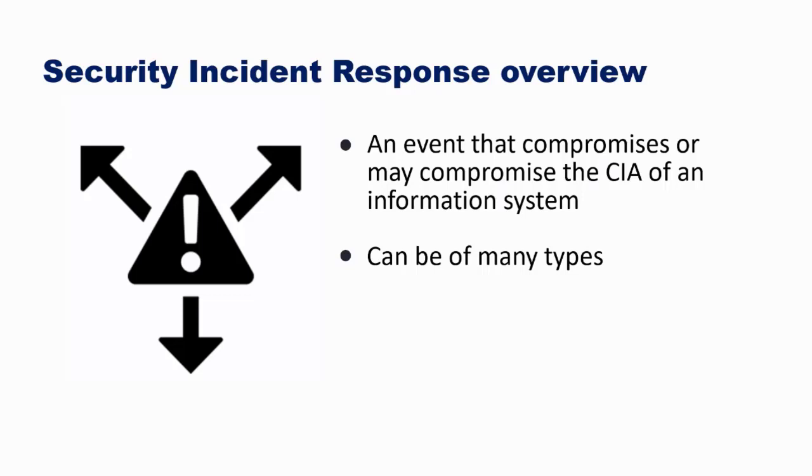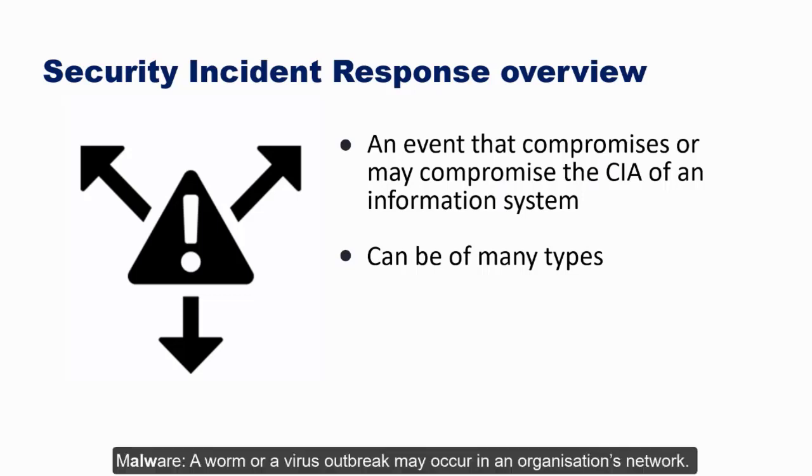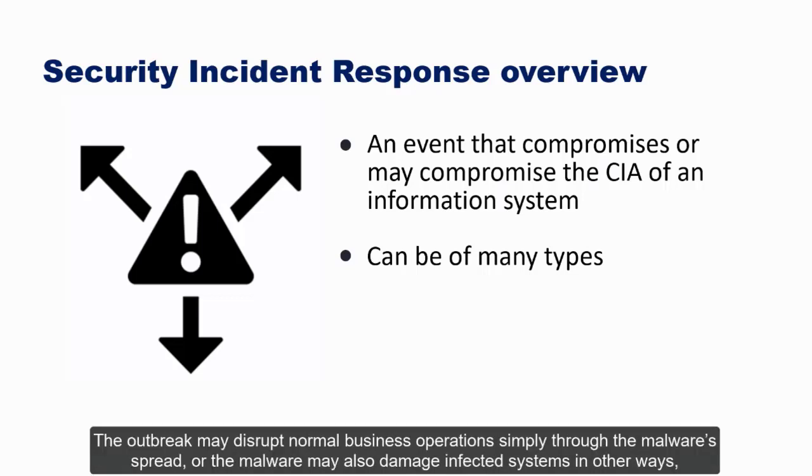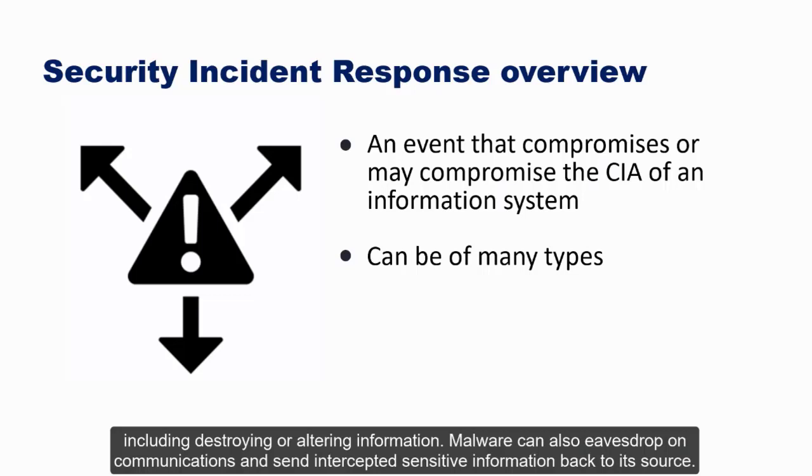Malware. A worm or a virus outbreak may occur in an organization's network. The outbreak may disrupt normal business operations simply through the malware's spread, or the malware may also damage infected systems in other ways, including destroying or altering information. Malware can also eavesdrop on communications and send intercepted sensitive information back to its source.